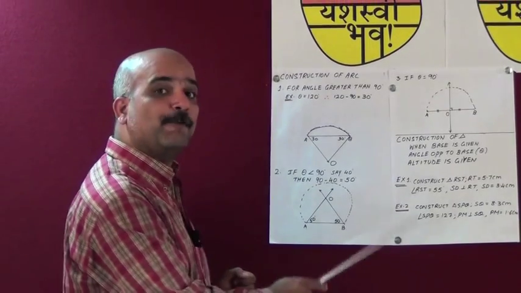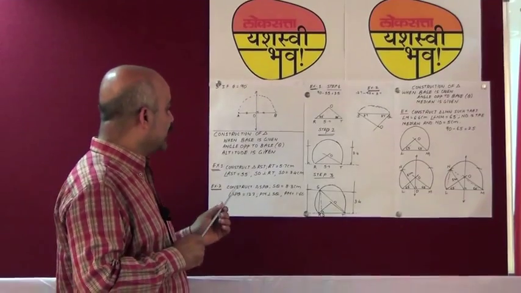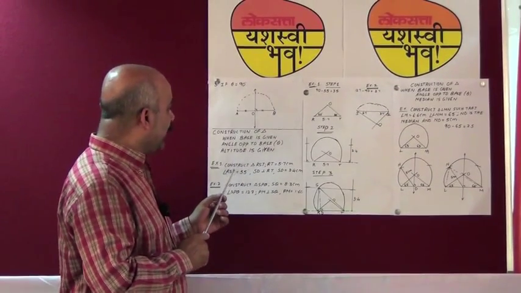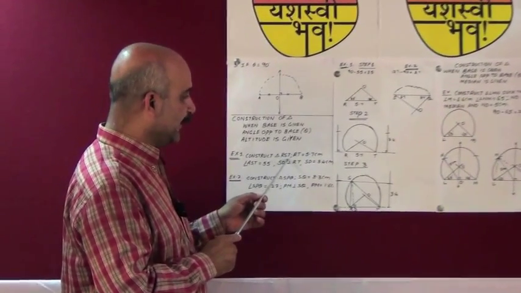So be sure of the type of figure that comes. It will totally depend on the angle. So let us see the first sum as I have mentioned. Now if you read the sum properly, construct triangle RST.